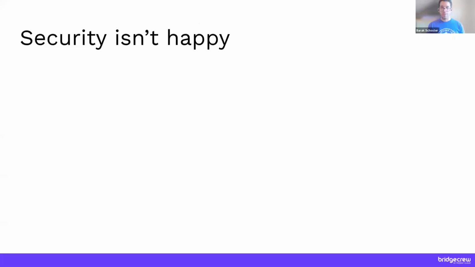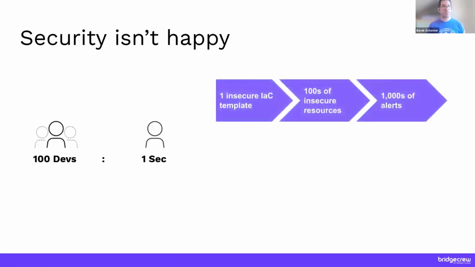Another problem that we have is the ratio between security teams and development teams. One of our issues there is that the ratio is really one security engineer to 100 different developers, and it's really hard to review those misconfigurations manually over GitHub, over each pull request, over each code change, and we want to scale that process. One insecure infrastructure template can lead to 100 different deployments and thousands of alerts.